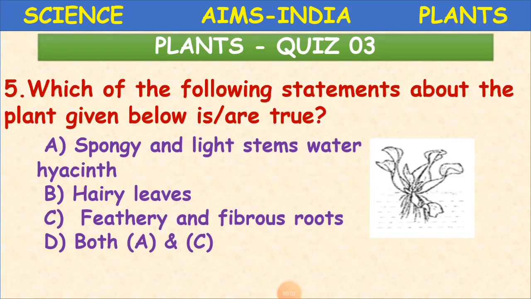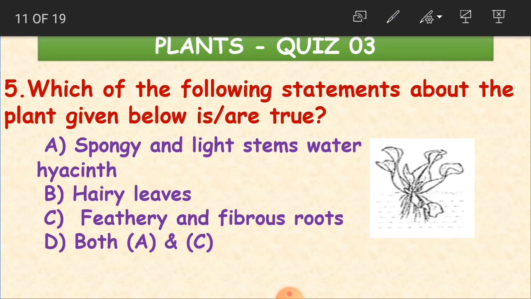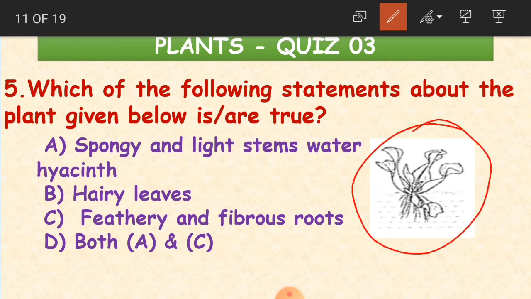Clear? Children, this is the picture of water hyacinth. Now, what is the question? Which of the following statements about the plant given below is or are true? We have four options here, so we have to state which options are true. The first option is A, spongy and light stems, B, hairy leaves, C, feathery and fibrous roots, D, both A and C.